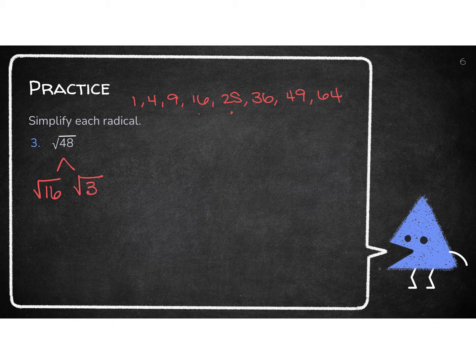So I'm going to simplify this. Square root of 16 I know is 1, 2, 3, 4. So 4, square root of 3. 3 is not in my list up there, so I have to leave that as the square root of 3.